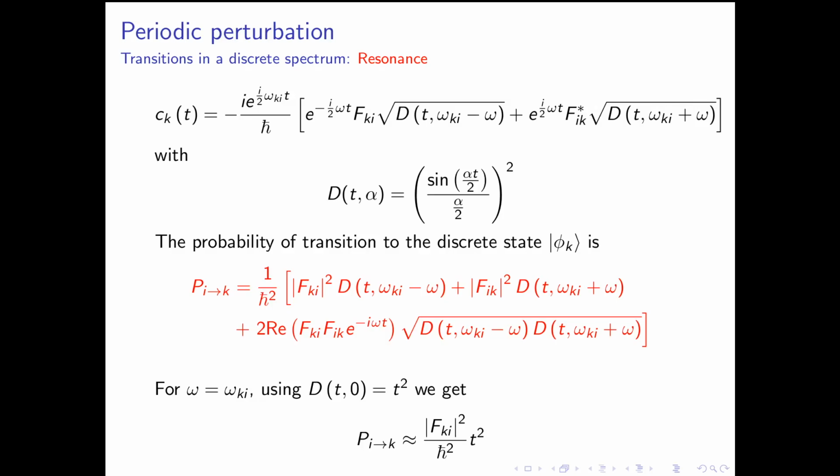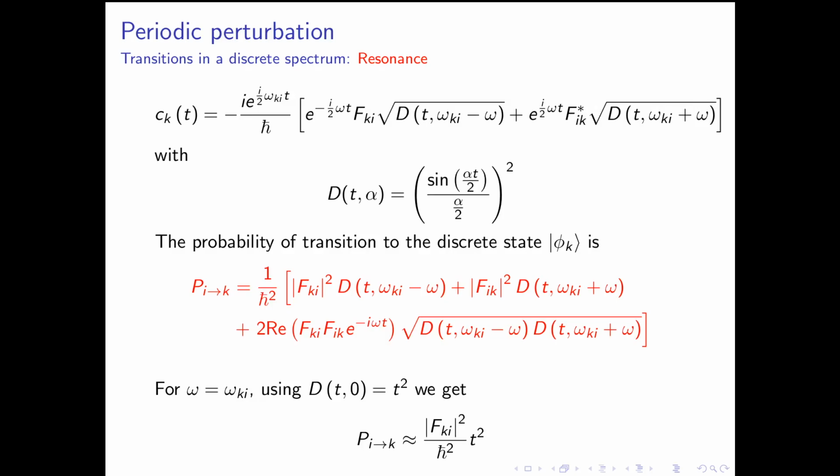And so if you use omega very close to omega_ki, in fact we are going to use omega exactly equal to omega_ki to get a sense of what's going on. For omega equal to omega_ki, what you have to do is use the fact that d(t, 0) is t square and ignore the contributions from the other terms, because d(t, twice omega), which is the other term, is going to be pretty small. And so what you get is a probability which is given by |f_ki| square by h cross square t square. This, of course, is for absorption of energy by the system.